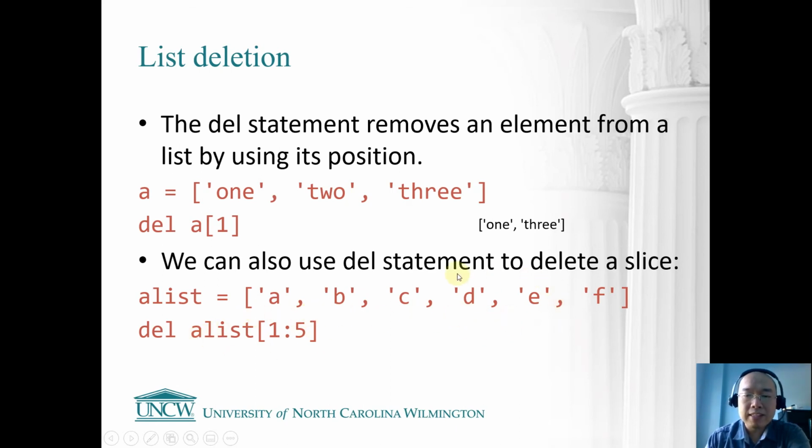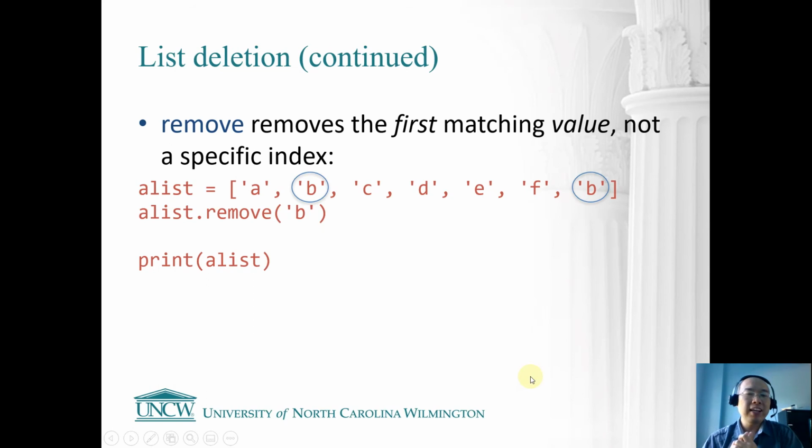However, I'm deleting this slice. So what am I going to end up with? I end up with the slice deleted. So we are doing a slicing and then we are deleting that slice. So we are going to have A and F. Okay, and here's another way.